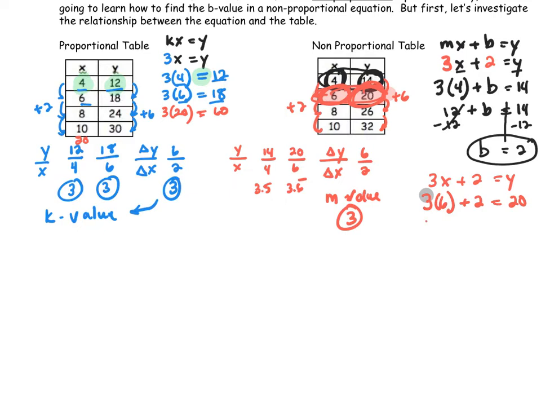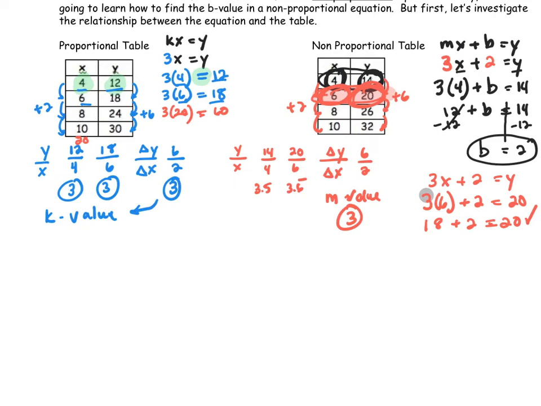So let's see if this is true. 3 times 6 is 18, plus 2, and does that equal 20? Well, it does. So we now know that this equation worked, but we want to make sure that we use it for another set of values.